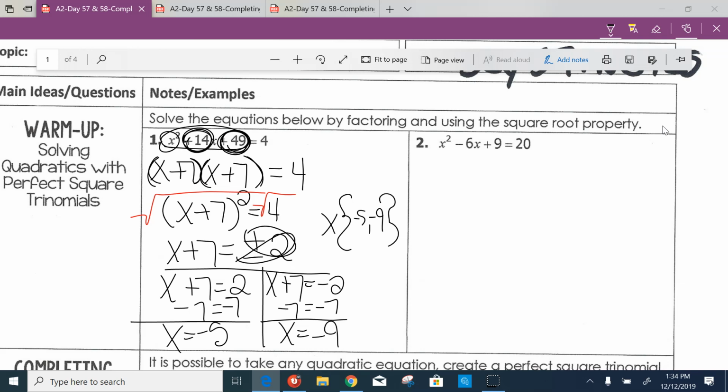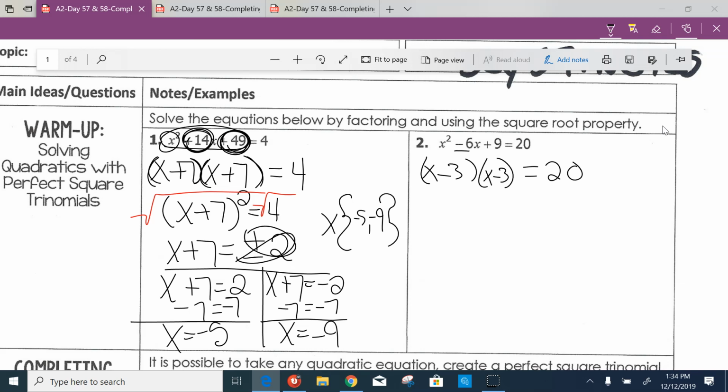Now to practice this again, I'll begin by factoring the equation. I know that I'm going to have x and x. I need two numbers that multiply to give me a positive 9 but add to give me a negative 6, and that would be negative 3. Negative 3 times negative 3 equals positive 9, and negative 3 plus negative 3 equals negative 6.